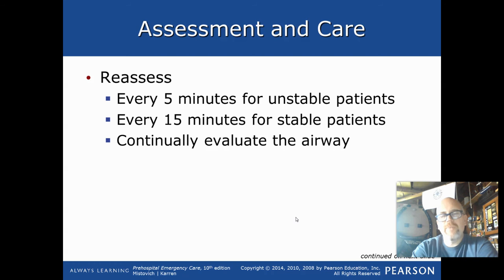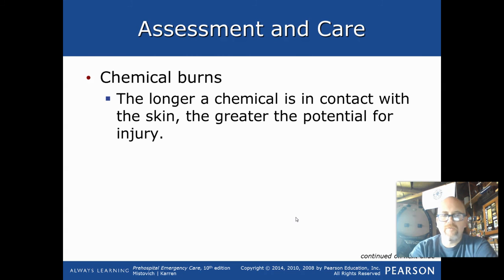Reassess every 5 minutes for unstable patients, every 15 minutes for stable patients, and continue to evaluate the airway. Talk with them, keep them talking, or if they aren't talking, then we need to watch that airway closely. We should, at this point, understand the 5 minute and 15 minute rule, stable and unstable patients for vitals.